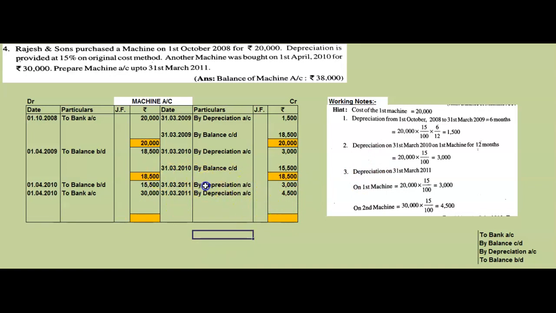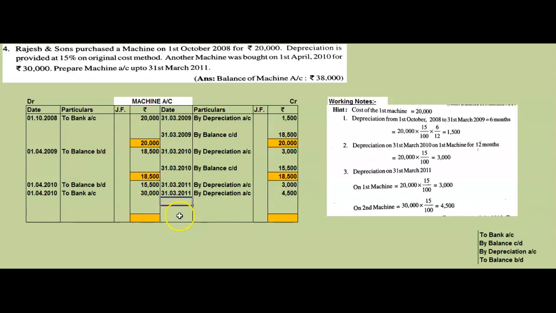The first depreciation belongs to the first machine, which costs rupees 20,000. The second depreciation belongs to the second machine, which costs rupees 30,000. Or you can club these two: 3,000 plus 4,500 gives 7,500. You can write it like this also, by depreciation account, only one entry of 7,500. That is up to you, but make sure that you have taken depreciation for both the machines. Understood?